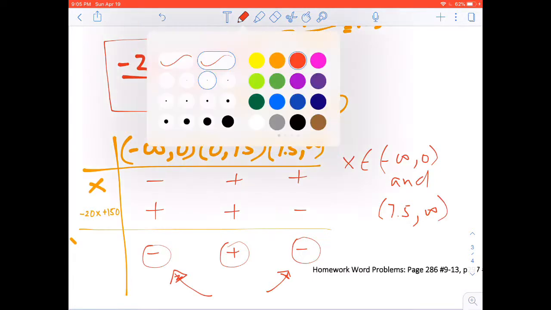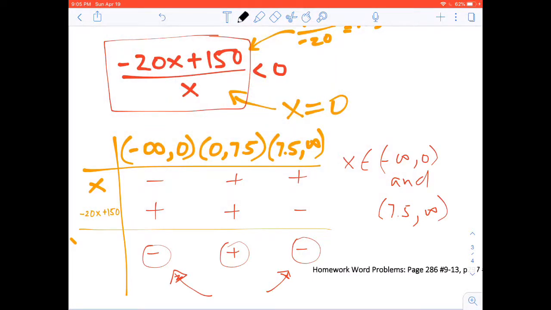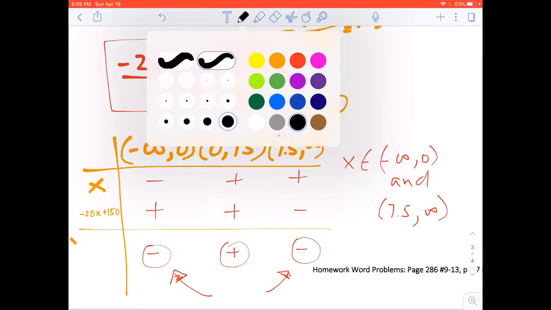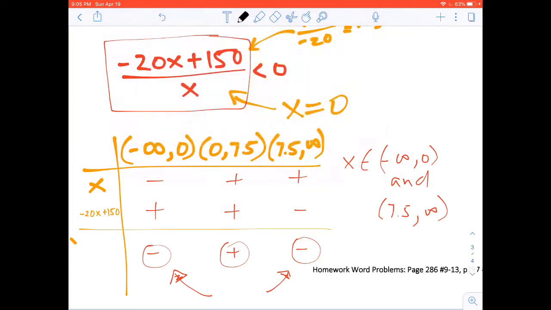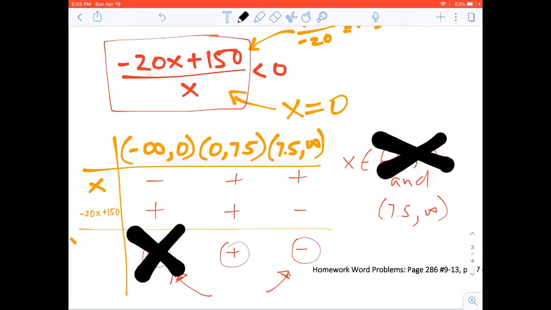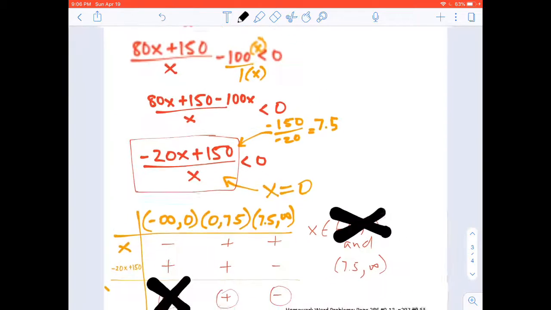But we can't make a negative amount of games. So this one does not make sense, because we can't make a negative amount of games. So how many games does he need to produce in order to keep his average cost under $100? Well, he needs to make more than 7.5, which is 750 games. And I'll write that up here.